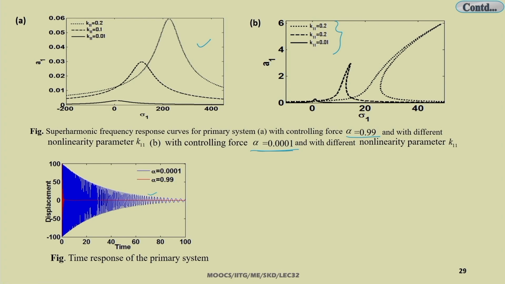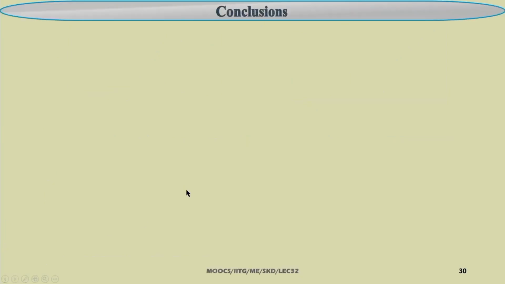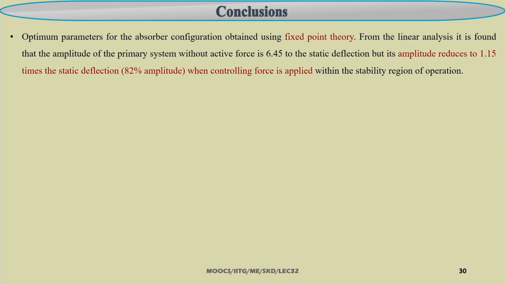By taking proper control parameter and acceleration feedback, here we have shown that the response amplitude can be conveniently controlled in case of the vibration observer. We have seen the optimum parameter for the observer configuration obtained using fixed point theory. From the linear analysis, it is found that the amplitude of the primary system without active force is 6.45 times the static deflection, but its amplitude reduces to 1.15 times the static deflection.